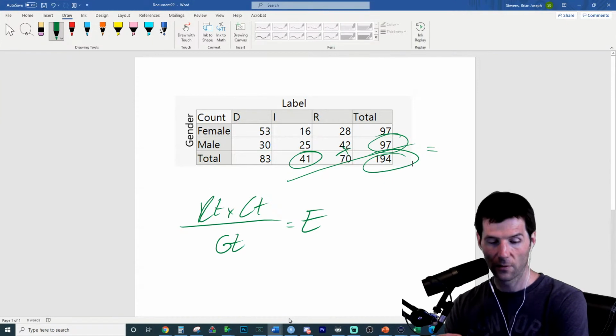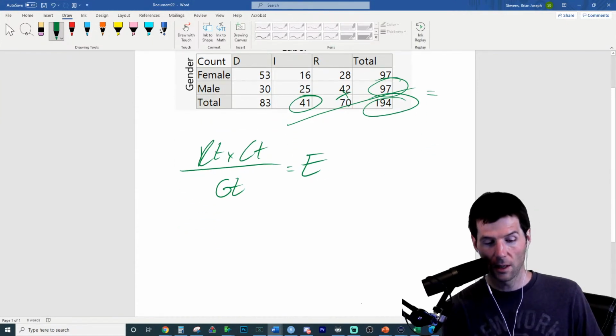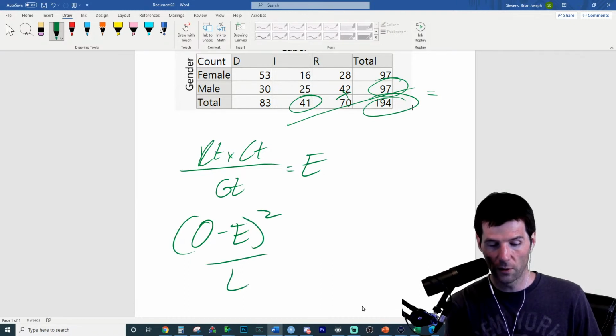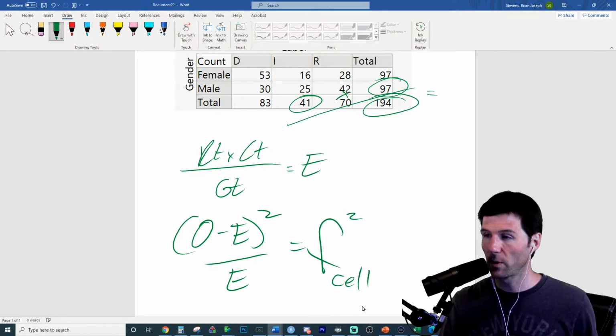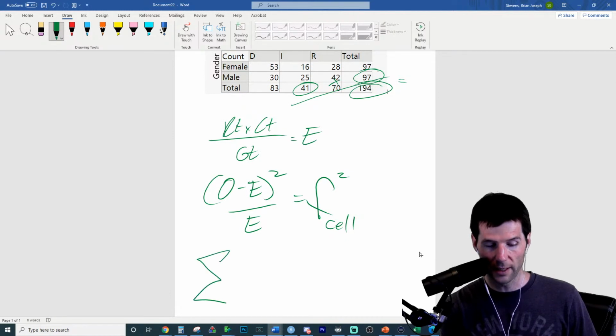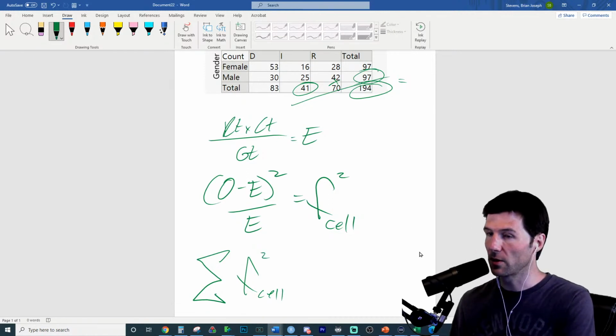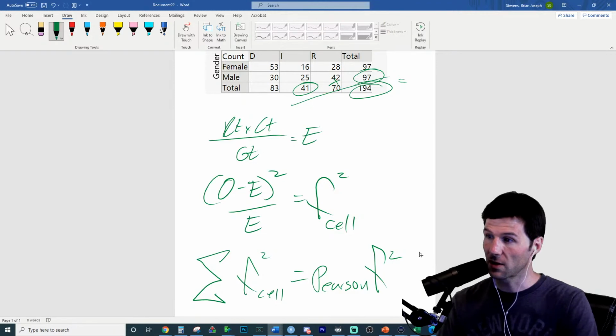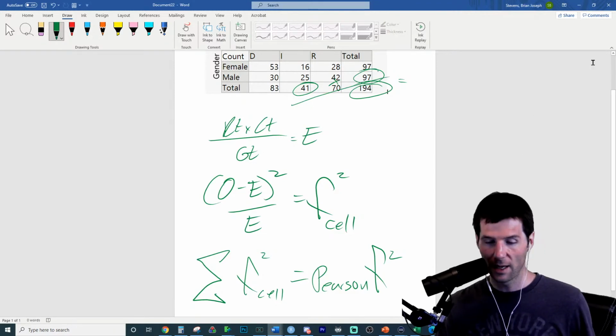That formula was, for the cell chi-squareds, observed minus expected squared over expected equals the cell chi-squared. And that is a cell chi-squared. And then to get the final chi-squared for all of this, we sum up all the cell chi-squareds. So the sum of the cell chi-squareds is the Pearson chi-squared test statistic. Easy to remember because you're doing Pearson. So the Pearson chi-squared test statistic right there is the sum of all the individual cell chi-squareds. And that's got it right there.